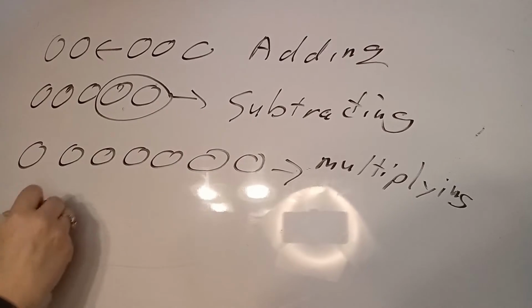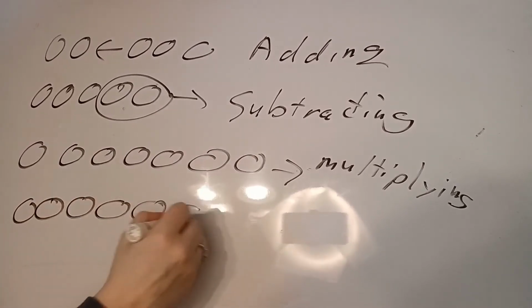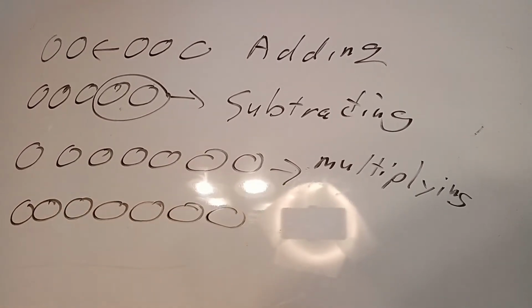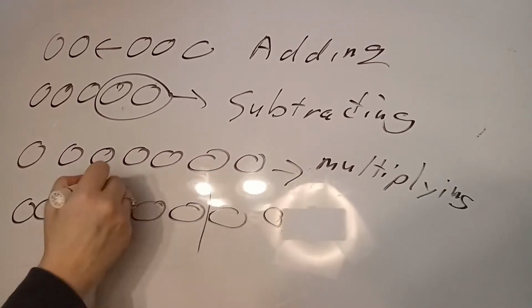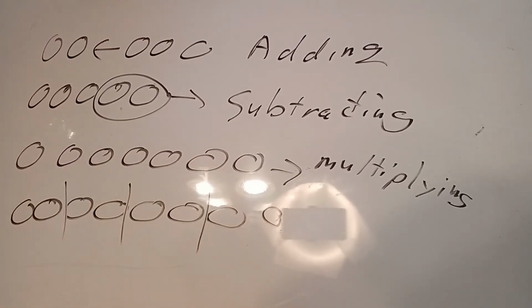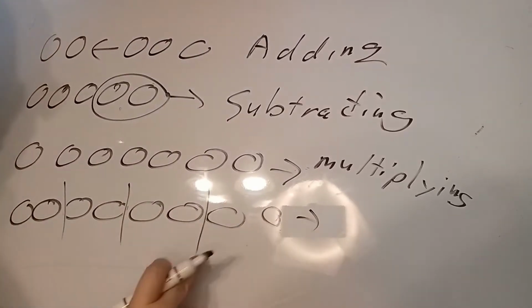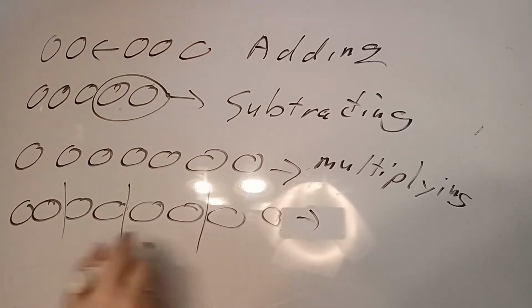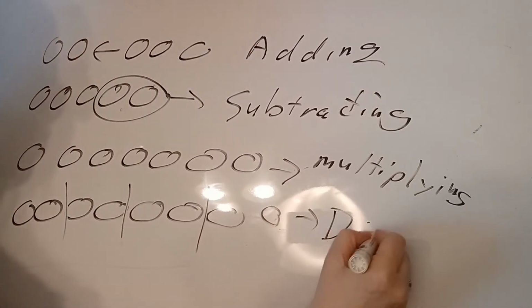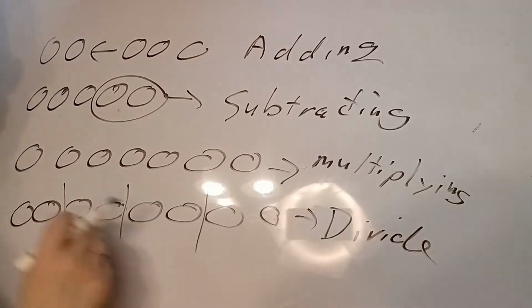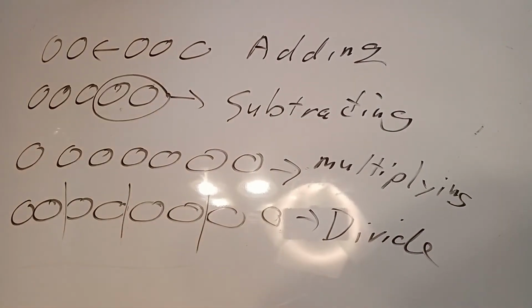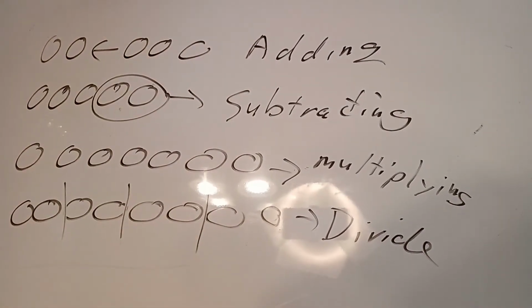Dividing is when we start with a lot of copies and we put them into groups and we separate them. We actively divide them. So these are the actions you're looking for when you're doing story problems.